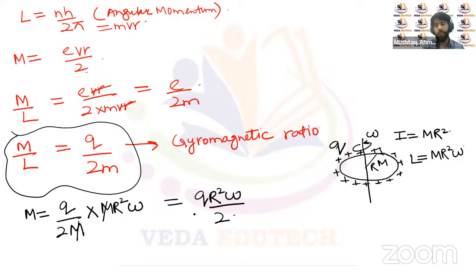So this is the net magnetic moment of a ring, that is half q omega r square. This is the net magnetic moment of this ring.